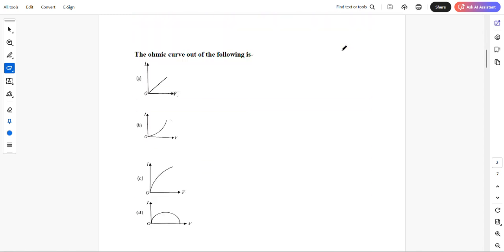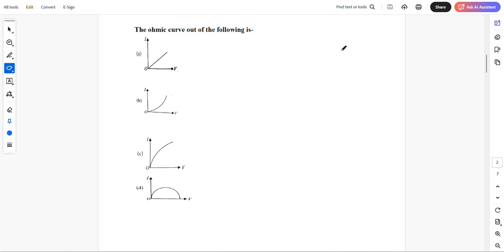Let us do the first problem. It is asking which of the following is the ohmic curve. We know by Ohm's law, V is proportional to I, right? Or V is equal to I into R.